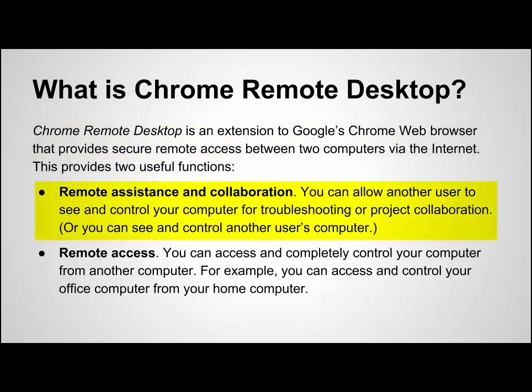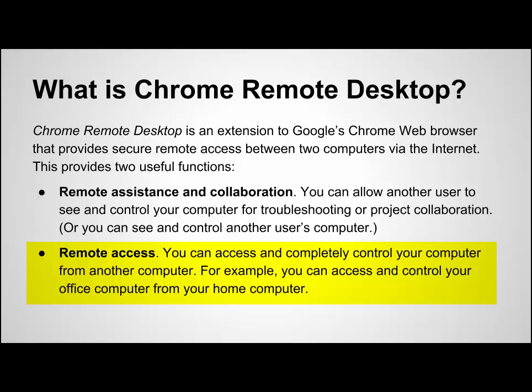First, remote assistance and collaboration. With this, you can allow another user to see and control your computer for troubleshooting or project collaboration, or you can see and control another user's computer. The second function is to provide remote access. With this, you can access and completely control your computer from another computer. For example, you can access and control your office computer from your home computer.